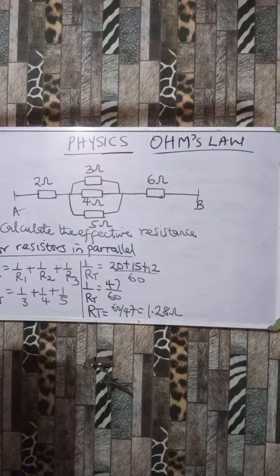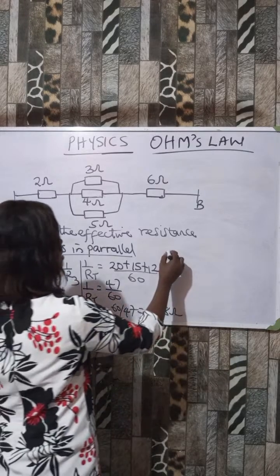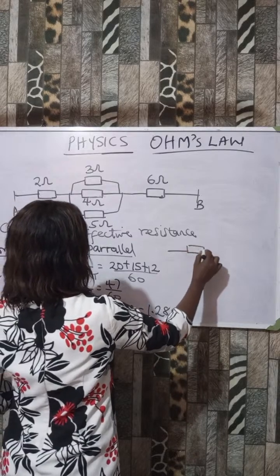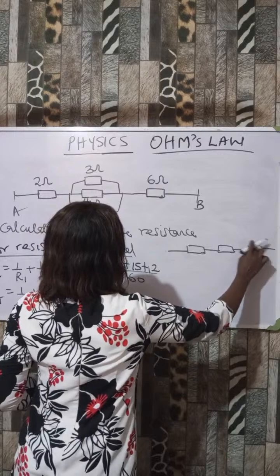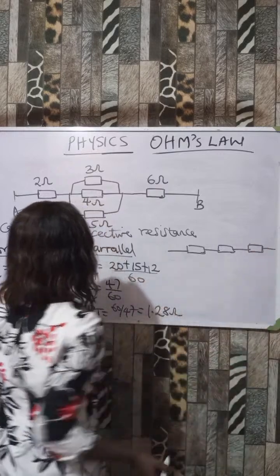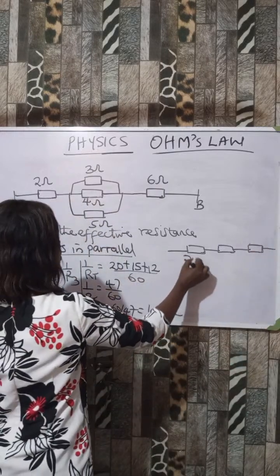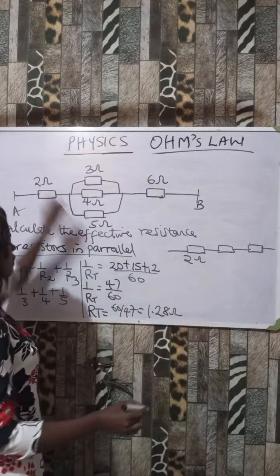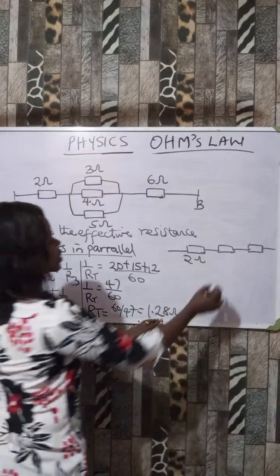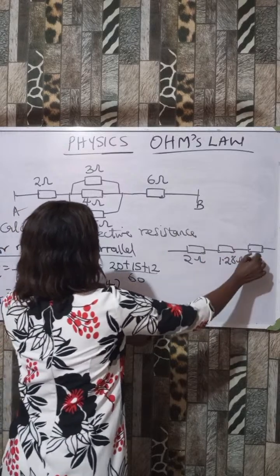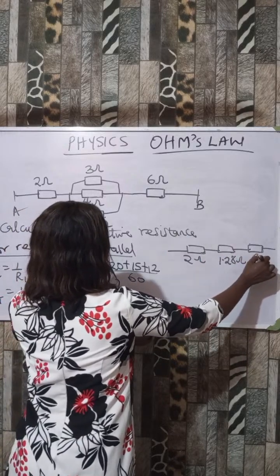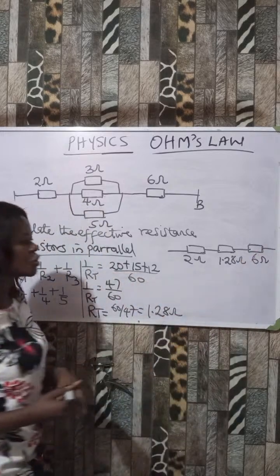Now, what I just calculated is just these resistors in parallel. So for me to get the effective resistance of this circuit, I'm going to draw the diagram. This one is 2 ohm. Then the 3 of them, I've gotten them to be 1.28 ohm. Then this is 6 ohm. Do you understand?